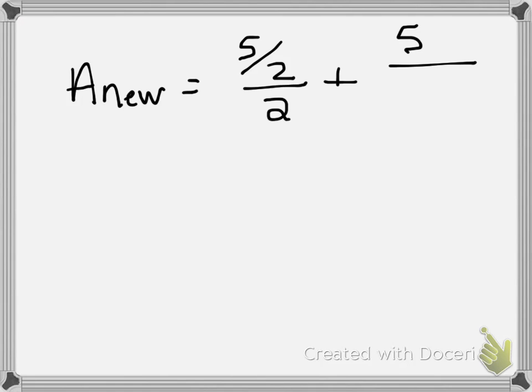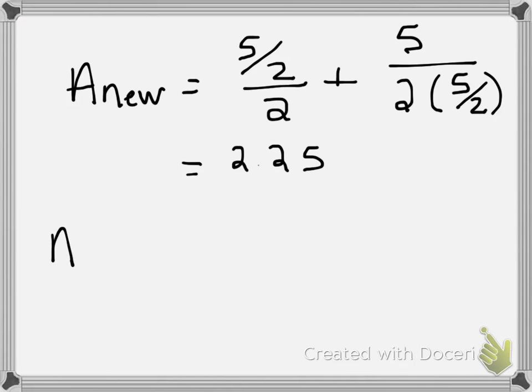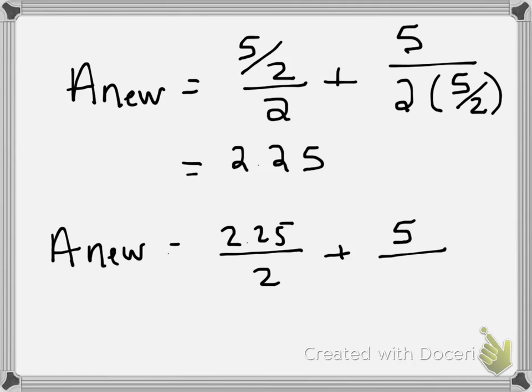And I'm going to figure out the new one by taking the old one divided by 2 plus the number, which is 5, divided by 2 times the old A value. Okay? So now just for quickness, I'm going to go ahead and plug these into my calculator. This is actually 1.25 plus, I think this is going to give me 2.25. So now I do the process again. My new one is 2.25 divided by 2 plus 5, that number stays the same, divided by 2 times 2.25.